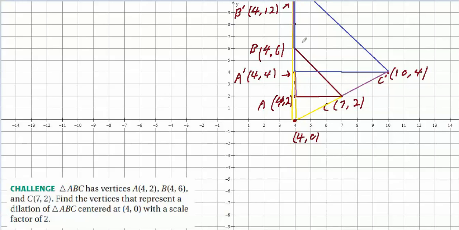So you can see what we did here. We just took the vector from (4, 0) to each vertex and then doubled it, and that's where our new point would be. Pretty easy.